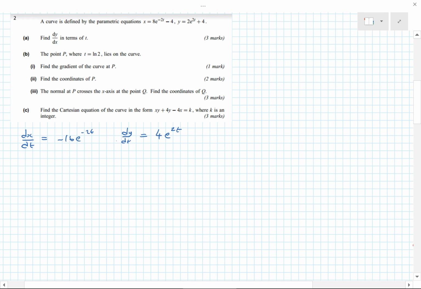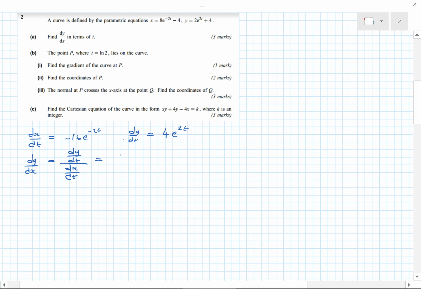So that's that, and of course the 4 goes. Now dy by dx, it's basically a chain rule, but with parametrics, I just prefer to write it like this. Okay, so we've got dy by dt over dx by dt. So that's 4 e to the 2t over minus 16 e to the minus 2t.